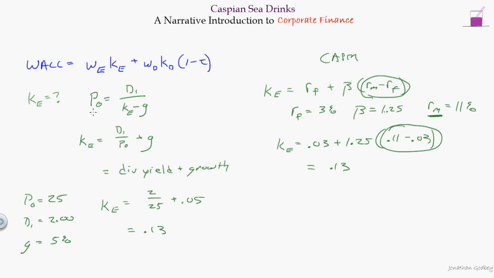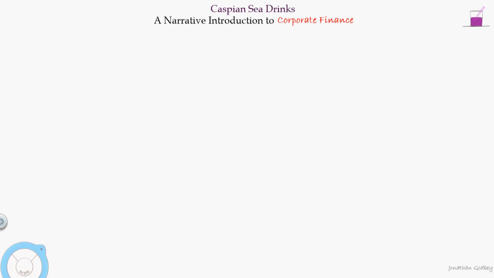Okay, so at that point we have the weighted average cost of capital. We have the cost of equity portion. Just to make sure we're really seeing this a million times: weighted average cost of capital is equal to the weight of equity times the cost of equity, plus the weight of debt times the cost of debt times 1 minus the tax rate.